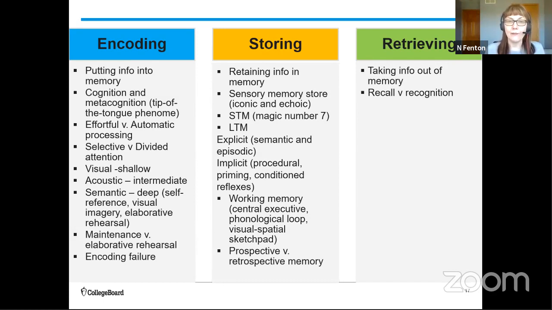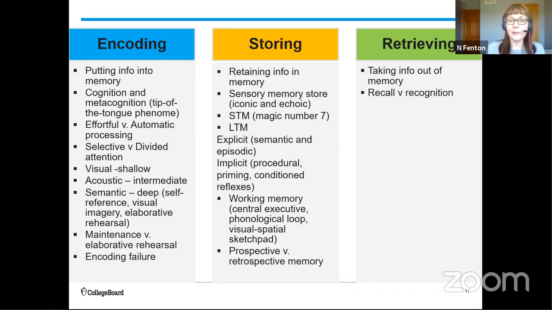With retrieving, this is taking information out of your memory system. And broadly, you have recalling and recognizing. So with retrieving, it's taking it out. With recall, this is reproducing learned material from scratch and adding a bunch of details. So this might be like an FRQ.